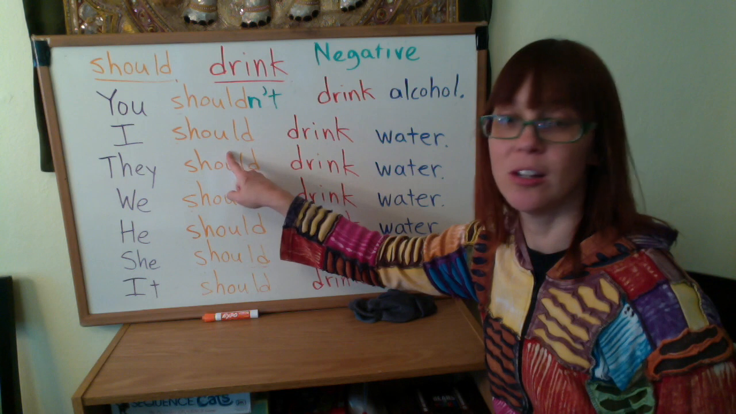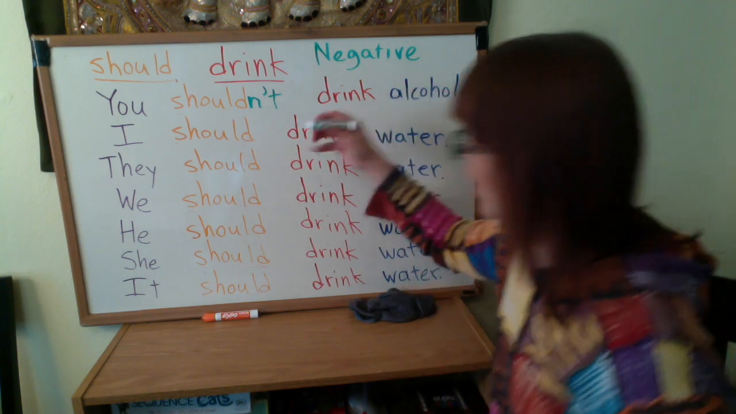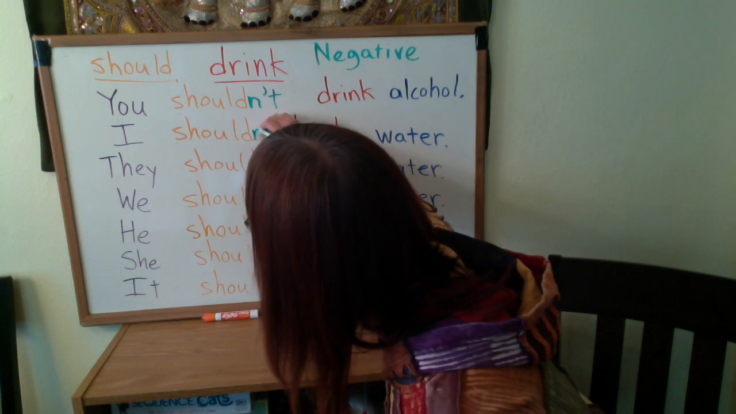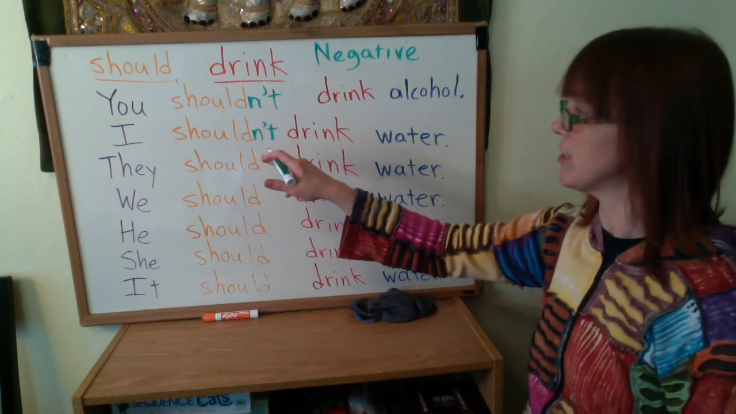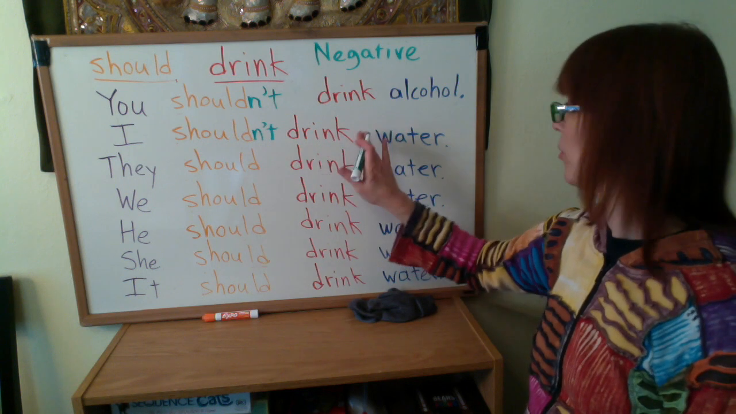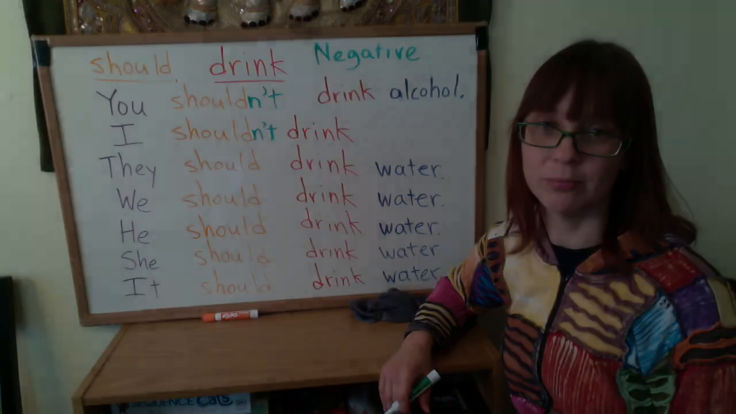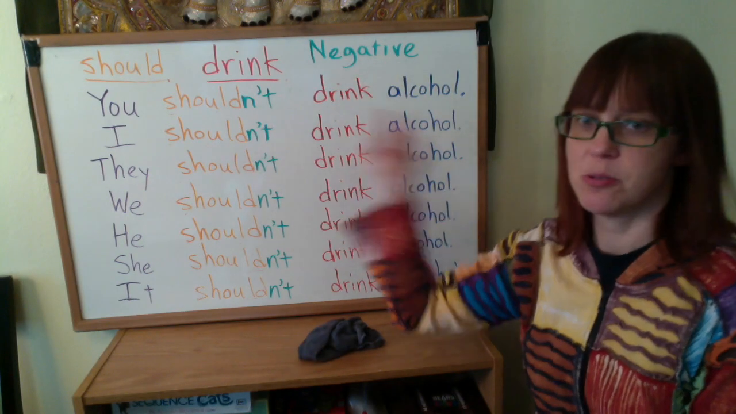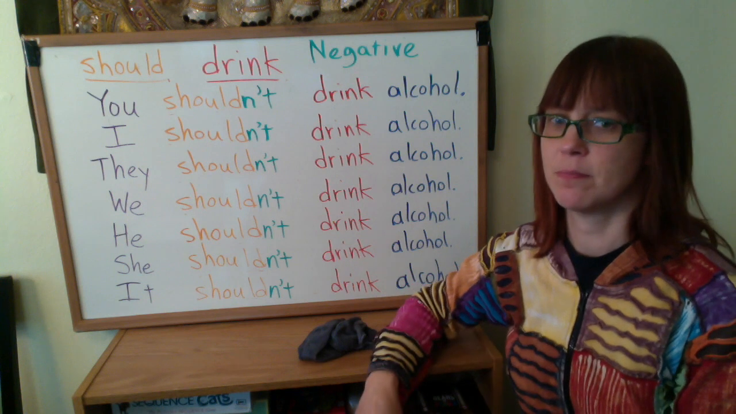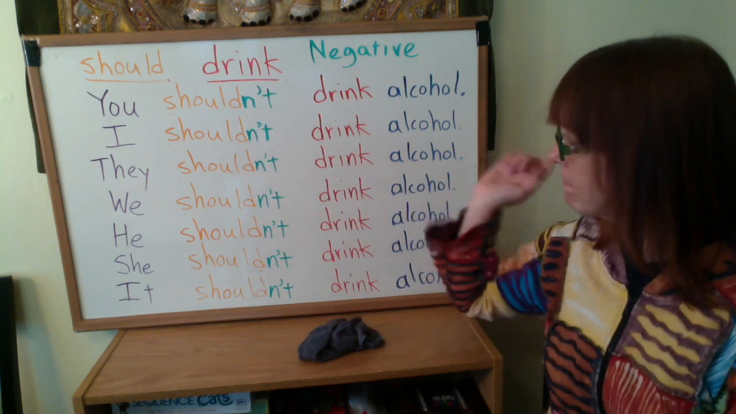I shouldn't drink alcohol. So I just add N, apostrophe, T. I shouldn't drink alcohol. So now we have negative sentences. And look, this is all the same.